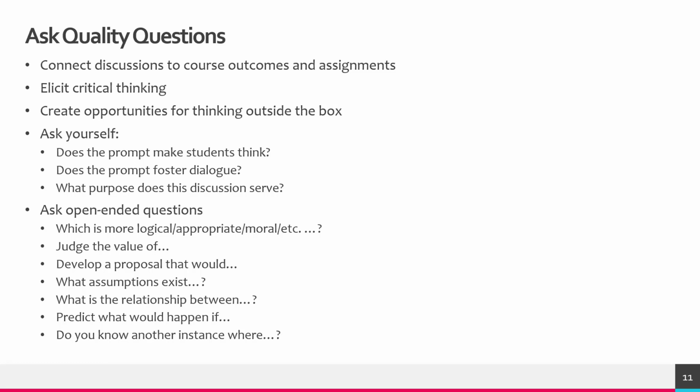And then here are some examples of open-ended questions. Those are going to be questions that go beyond yes or no answers, or agree and disagree. I won't read all of those to you, but some examples are: do you know of another instance where, what assumptions exist?